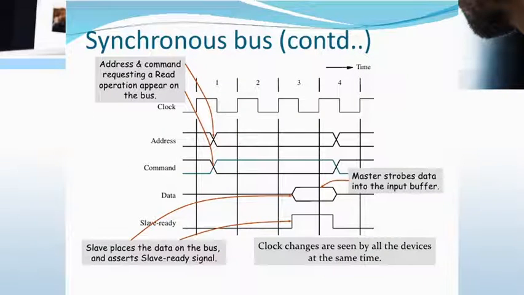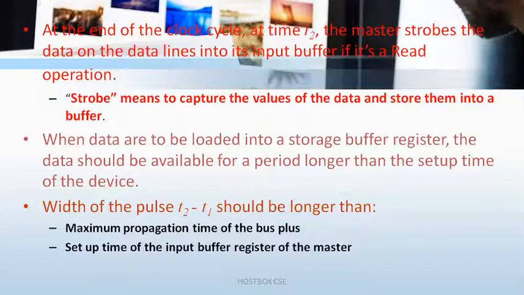So here we are doing the data transfer. At the end of the clock cycle, at time T2, let's assume this is part of the diagram, the master stores the data on the data lines into its input buffer if it's a read operation. What is meant by store here? Store means to capture the values of the data and store them in the buffer. Capture the original values of data, because the data transfer happens in binary form only, 0 1 0 1 like that. Whatever is there, capturing the values of data and storing them in the buffer is important. That is the meaning of store.